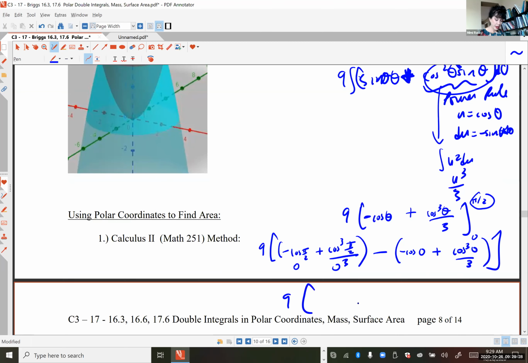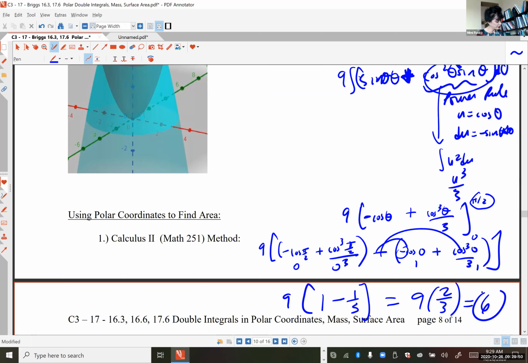I think it's a 1, right? It's 1. And then this is a minus minus after distributing that negative. So you're going to have a 1, and then when you distribute this negative, you'll have 1 minus 1/3, I believe, right? Which is 2/3. So then your final answer is 9 times 2/3, which is 18/3, which reduces to 6. And we're done. Score.